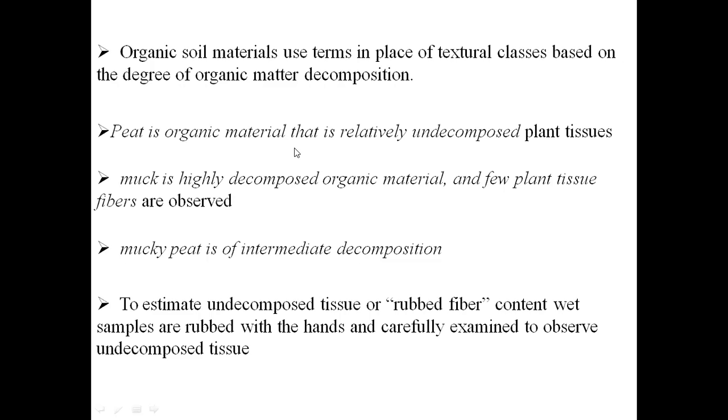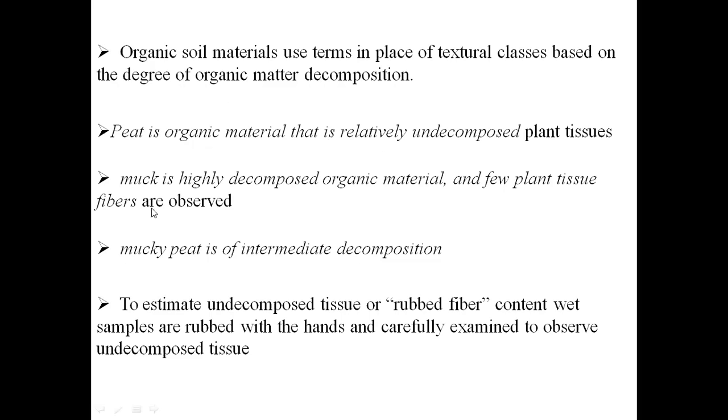Anyhow, coming to that, organic soil material is sometimes used for the textural classification, mostly based on the degree of organic matter decomposition. We use organic matter for the classification of texture. Mostly in peat soils, the organic matter is relatively undecomposed. You can see with the naked eye this particular organic matter. Especially if there is plant material, you can easily identify it. If there are any animal residues, definitely you can see them. These are called peat soils.